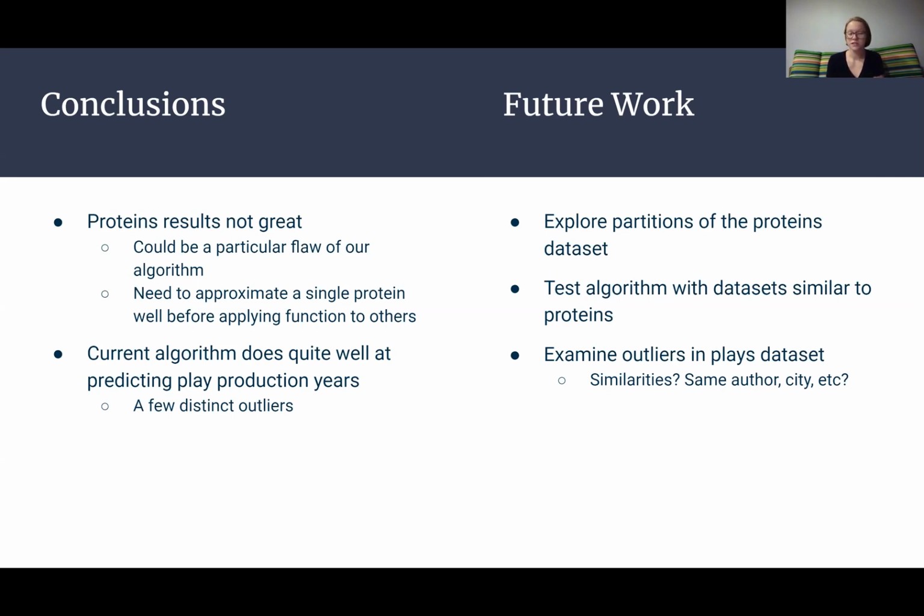And in terms of the plays dataset, our current algorithm does quite well at predicting the play production years. One thing we do want to do in the future is examine any obvious outliers we can see and see if they have anything in common. For example, if they were written by the same author, maybe he has a particular way of writing that was unique from other authors at the time, or maybe they're from the same city, which had its own style, also unique at the time, which could both contribute to making those points outliers.